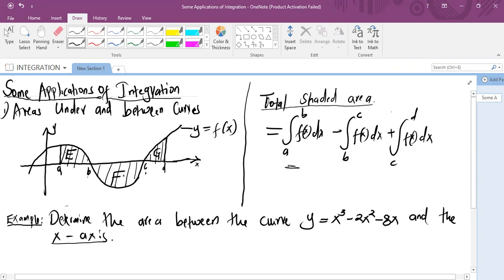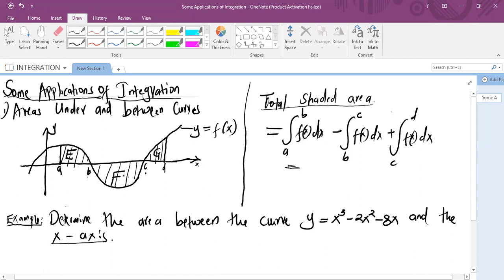So we start here, the area here is the integral from A to B of the curve that encloses that area, which is f of x, minus, since it is below the x-axis, that's why we are having the minus, the integral from B to C of the curve f of x that encloses that shaded area, and then finally plus the integral from C to D of f of x that encloses that particular area.